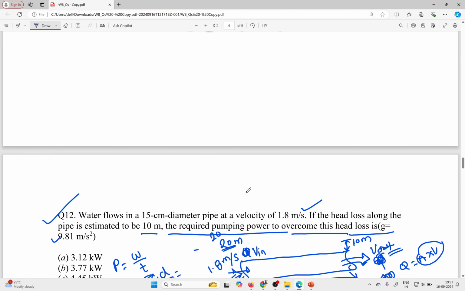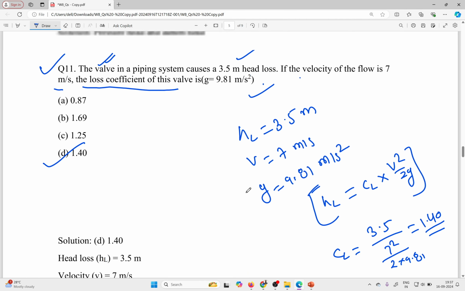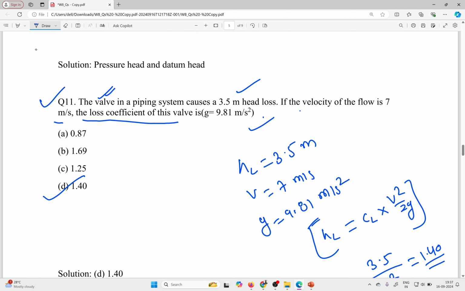For Krishna, let me show you question number 11, how we have done it. Question 11 was about calculating the loss coefficient. You already know the formula: HL is equal to the loss coefficient times V square by 2g. Previously we saw that for the entry case the loss coefficient was 0.5, and for the exit case the loss coefficient was 1.